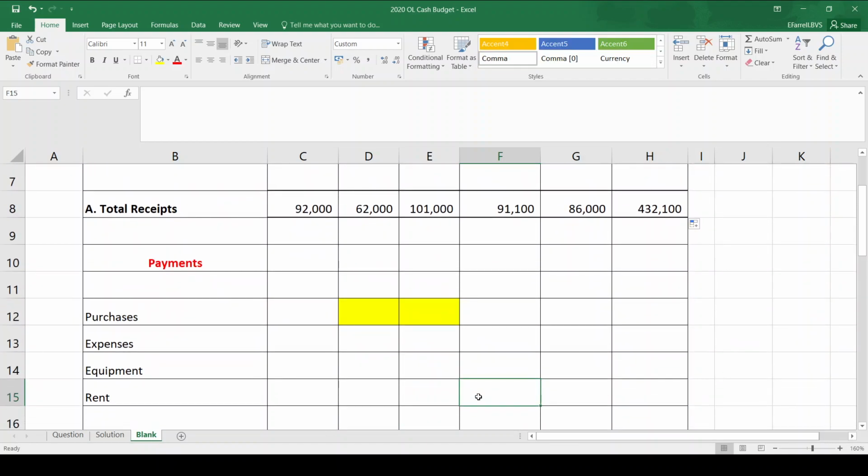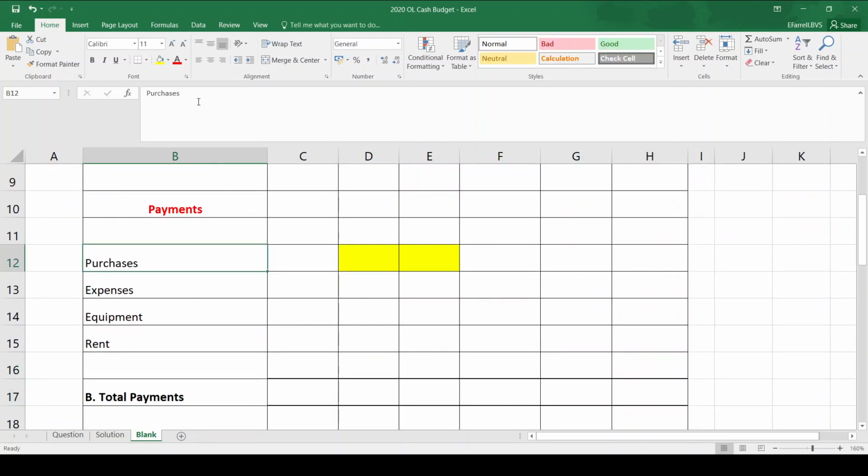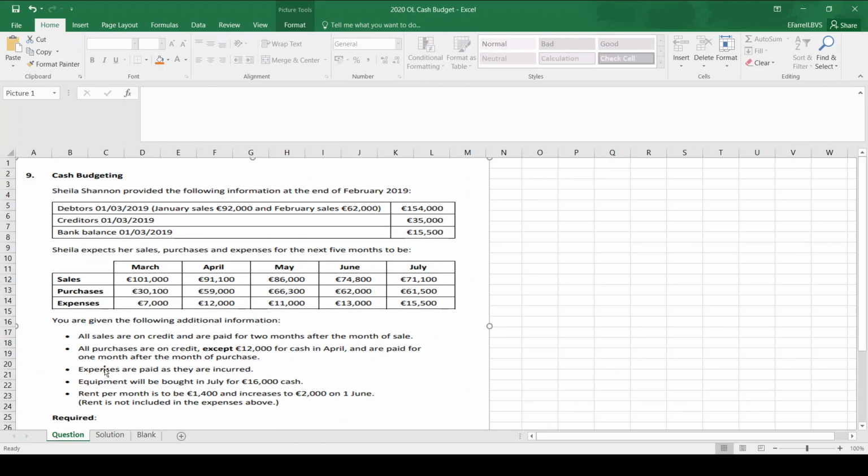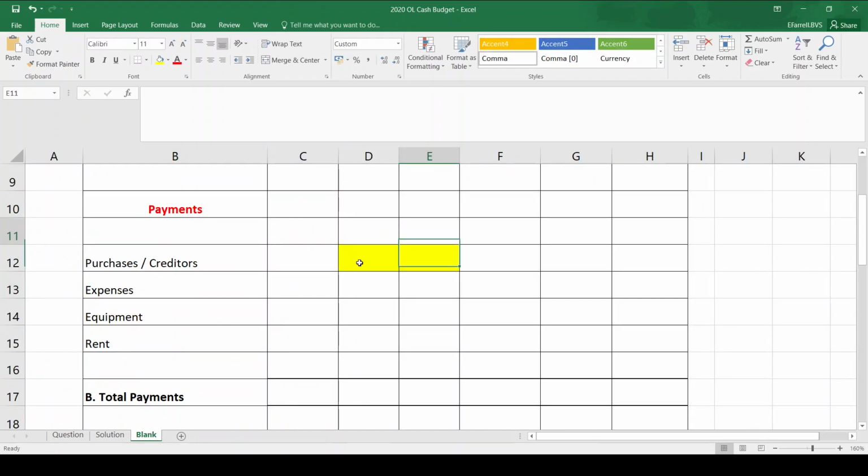Now on to my payments. My first payments will be purchases, and again, purchases come from creditors. If I go back to my bullet point on purchases, all purchases are on credit again, except for 12,000 cash in April, and are paid for 1 month after. So whatever we purchase, we pay for a month later, except for the 12,000 cash, because a cash purchase you pay for straight away. Whenever I'm doing this, I would always highlight the month that the cash purchase is in and the month after, because they're the two figures that will be affected. The 12,000 cash is in April, so I'd highlight April, and I'd highlight the next month, May.